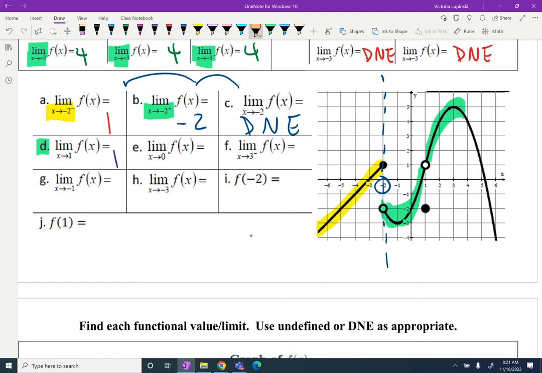In E, you're approaching 0. So look at the graph. At 0, you have this ordered pair, 0, -2. You're approaching it from the left side, so that's this little red piece here. Then you're approaching it from the right side, that's this little red piece here. Are those two red pieces going to the same y value? And if so, what is it? -2.